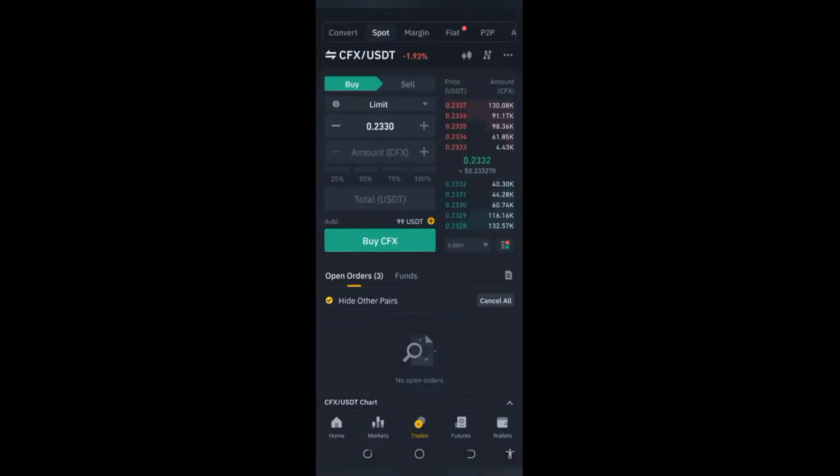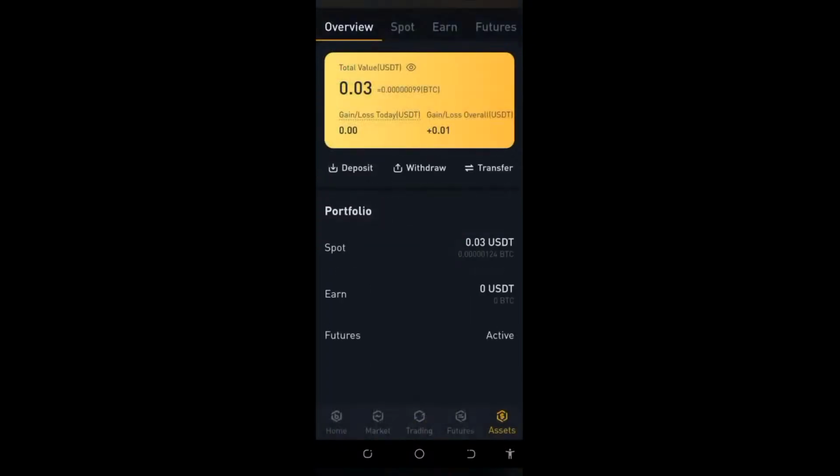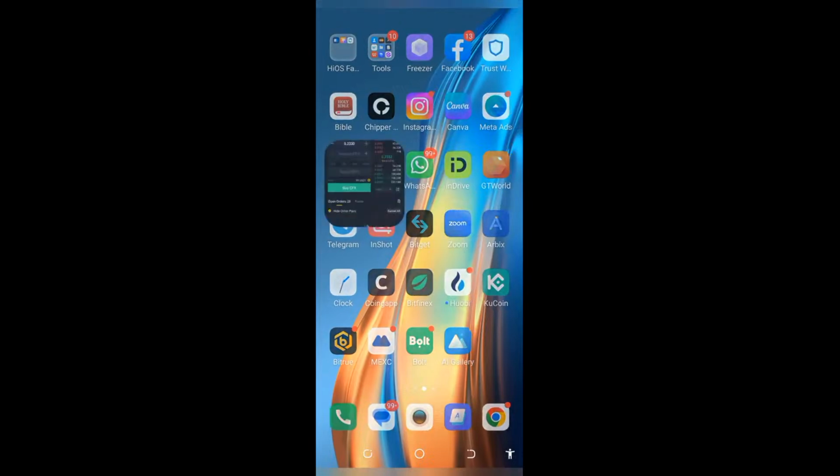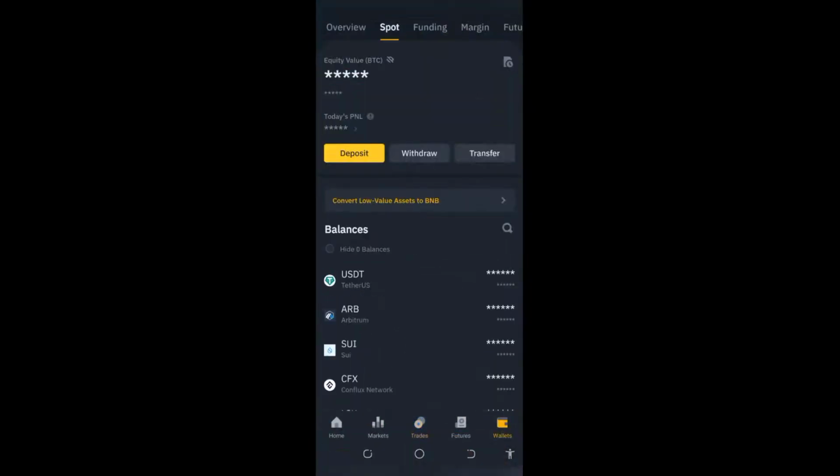Okay. Next off is that we have to go and get the withdrawal address. So it's currently CFX eSpace. So we're just testing this out. If this works, keep your fingers crossed. If this works, we're coming back to do this trade live. Okay. So let's copy it. And then we will go back to our, okay. And then we will withdraw. Let's withdraw.